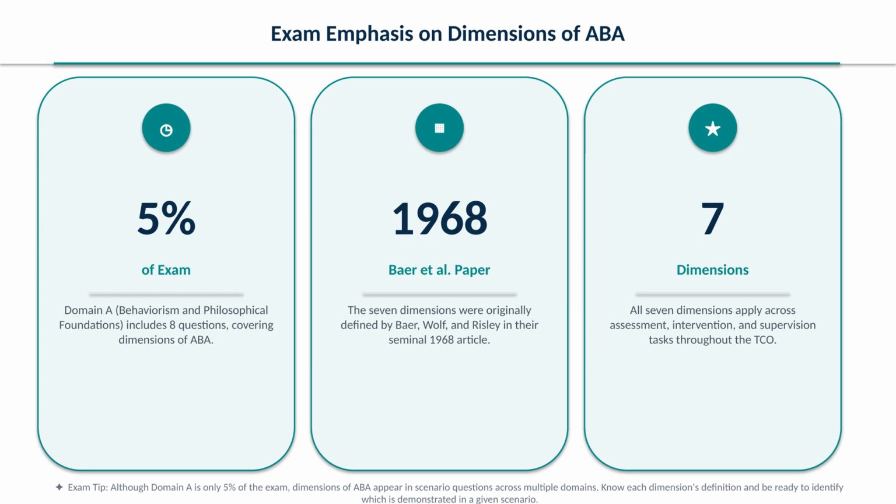On the exam, you may be asked to identify which dimension is being demonstrated in a given scenario or to select the dimension that a particular practice is lacking. For example, a question might describe an intervention that is not generalizing to new settings, which would relate to the dimension of generality. Mastery of these dimensions helps you evaluate whether a behavior analytic approach is truly applied, effective, and conceptually systematic, which is essential for both the exam and ethical practice.